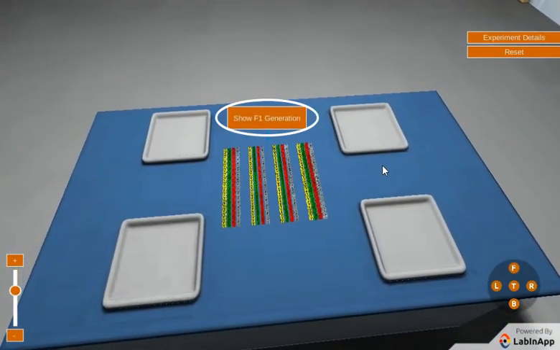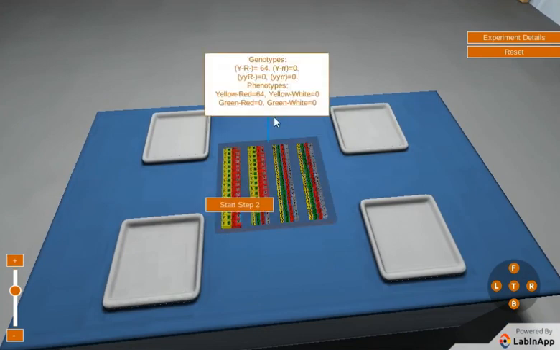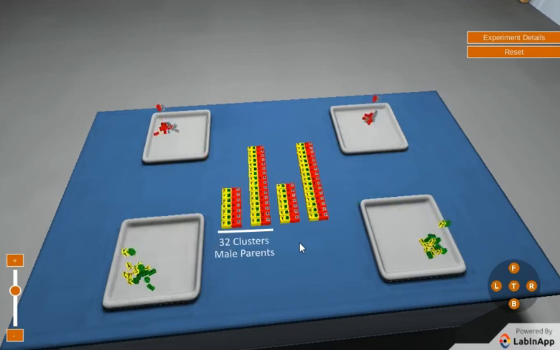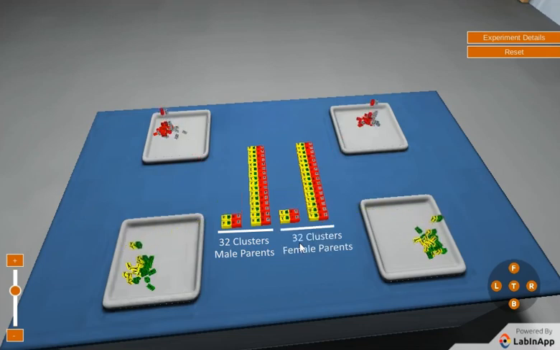Click on Show F1 generation to see genotype and phenotype. Click on Start Step 2 to raise the F2 generation. Let us suppose half of the 4-bead clusters, that is, 32 clusters, represent the male parents, and the remaining half, that is, 32 clusters, the female parents.